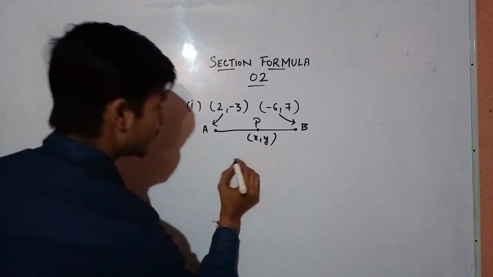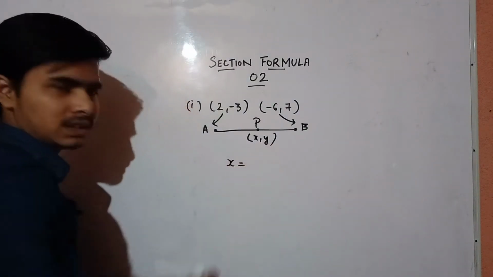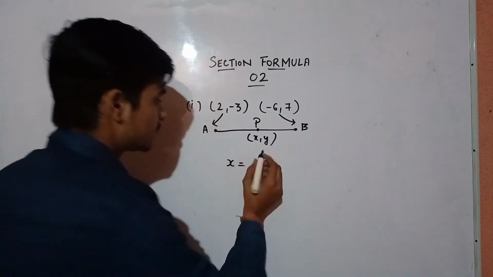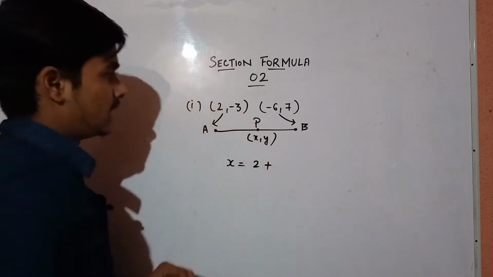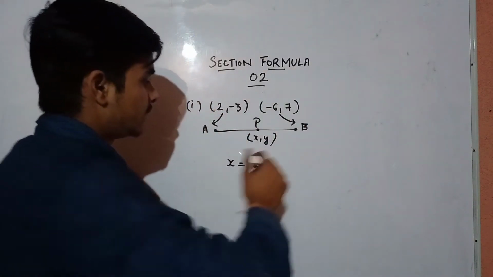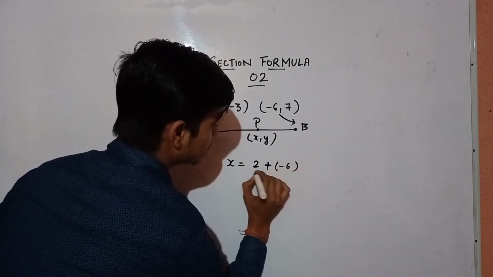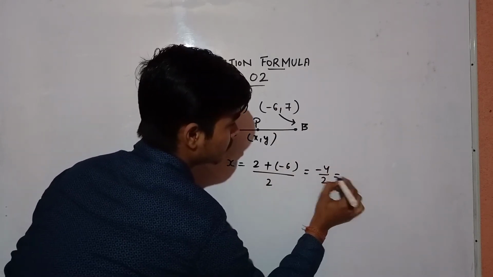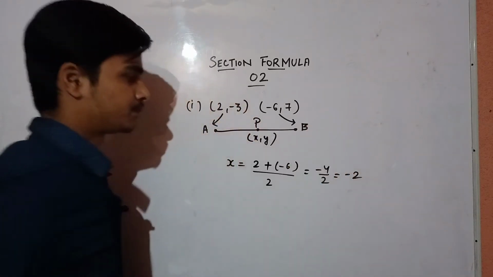So how are we going to find the x? Nothing much to do, we just have to add the x coordinate of point A, which is 2, plus the x coordinate of point B, which is minus 6. So 2 minus 6 divided by 2, the answer is minus 4 by 2, so minus 2.